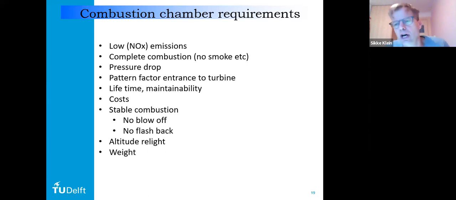We got a question here: 180 degrees surely creates a lot of pressure loss, do aero engines use straight flow? The 180 degrees gives some pressure loss, but not too much. So that's normally not a limiting factor for the combustor. The 180 degree turn of the airflow normally has more advantages than disadvantages. You get some pressure loss, but you also need a little bit of pressure loss to have stable combustion.